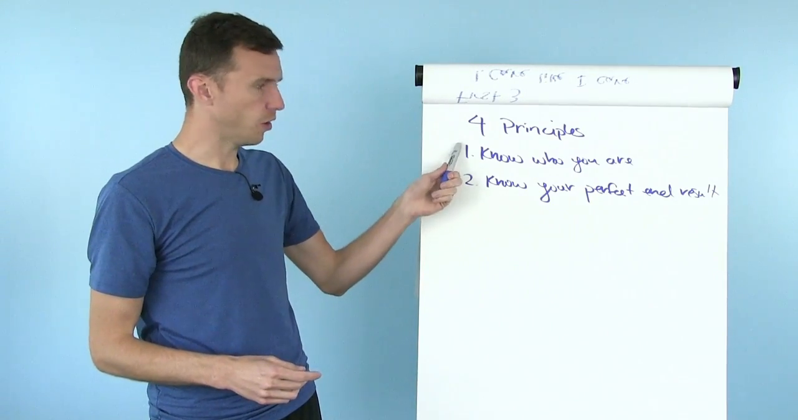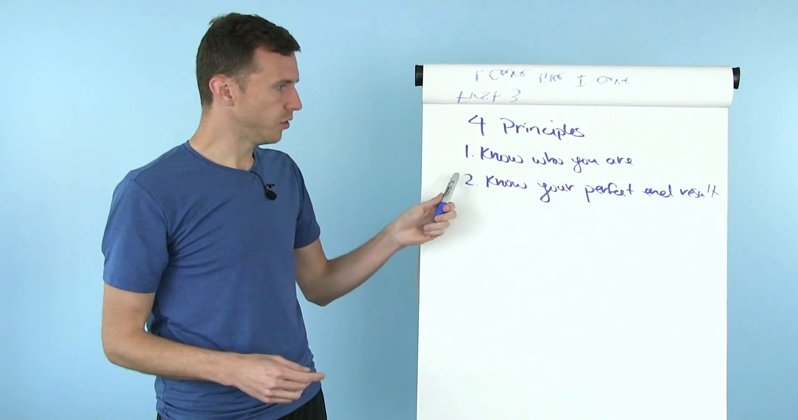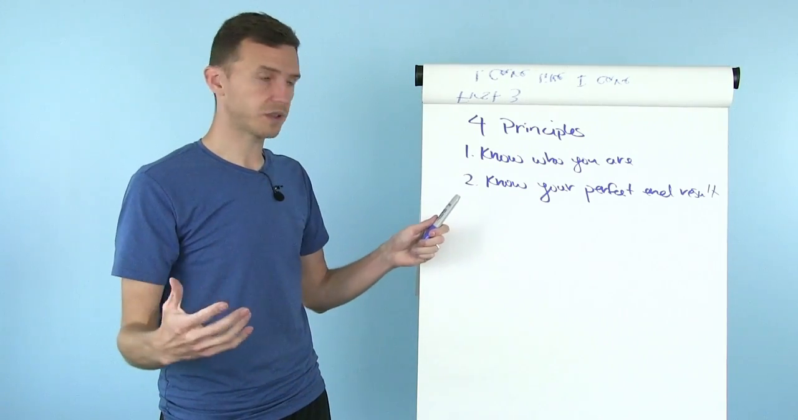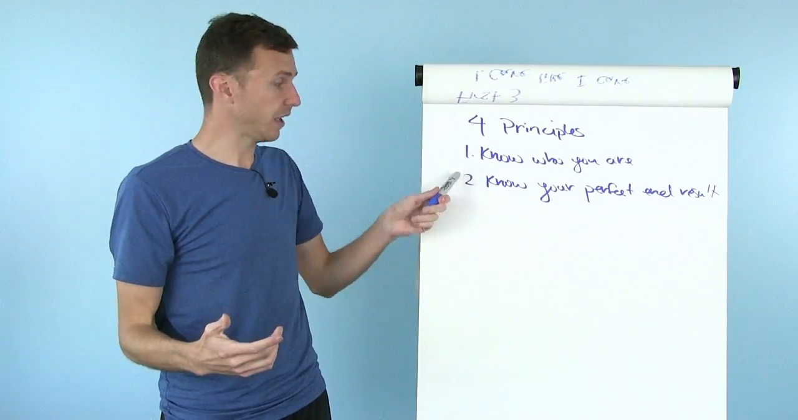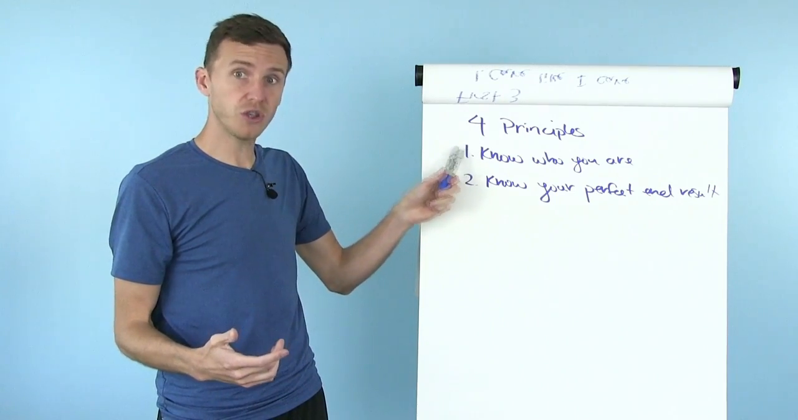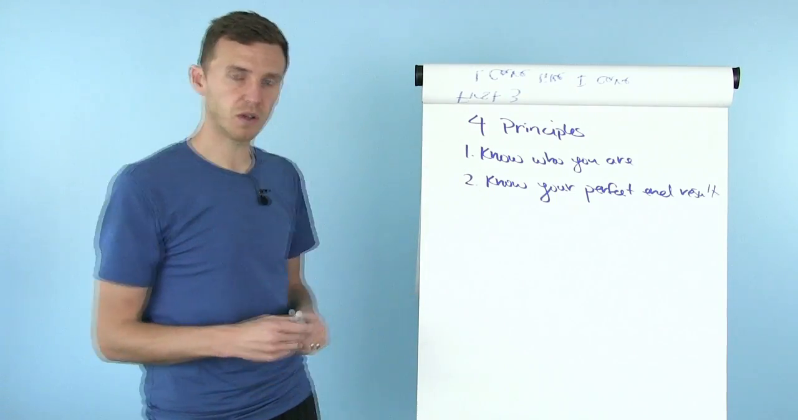So, number 1, know who you are. Number 2, know what your perfect end result is. And maybe even go back in comparison to this. Where are you in comparison with this perfect end result?